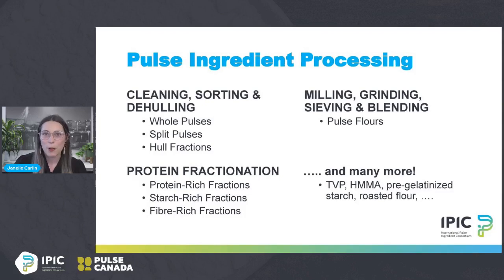So talking about pulse ingredient processing, we have a variety of different pulse types that are available in the marketplace and a variety of different processes as well. So there really is quite a range of ingredients that are available to the food industry from pulses. This is anywhere from whole and split pulses all the way to flours and ground fractions, and then actually fractionated ingredients, which are isolating specific seed components. And then additional forms of processing, which can be used to create more customized ingredients.